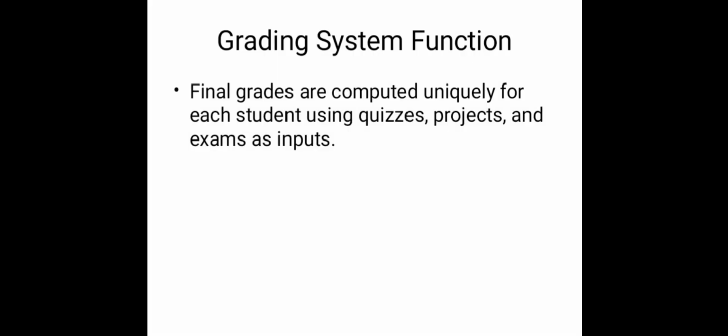An example is the grading system function. In a school, grading systems are excellent examples of functions. For example, for each student, we input quizzes, projects, and exams, and performance tasks. The system then computes one final grade. This final grade is unique to the student, which makes the process reliable and fair.